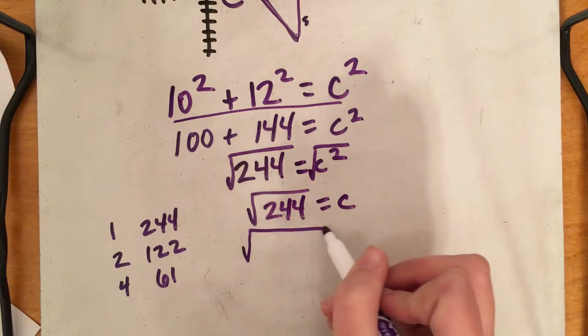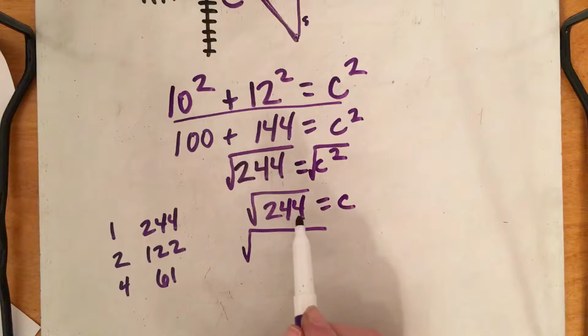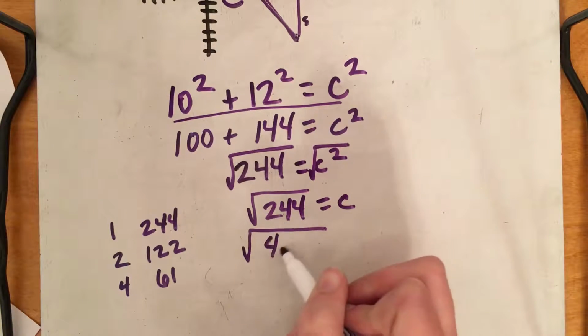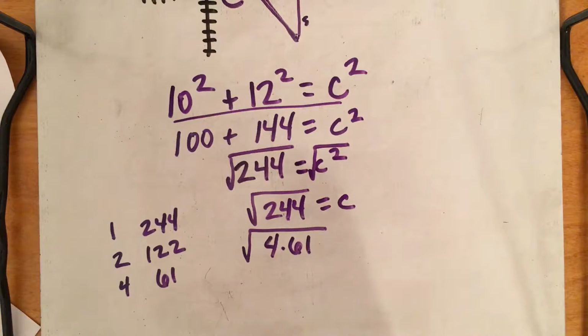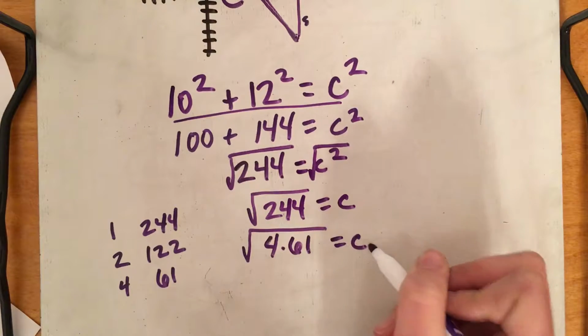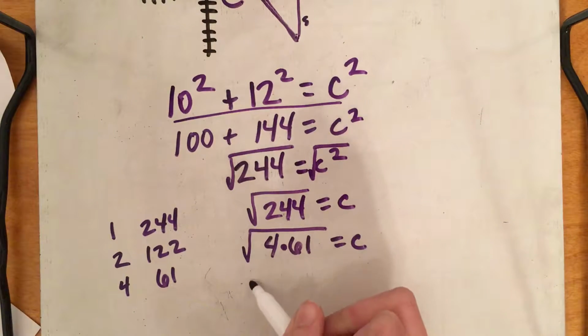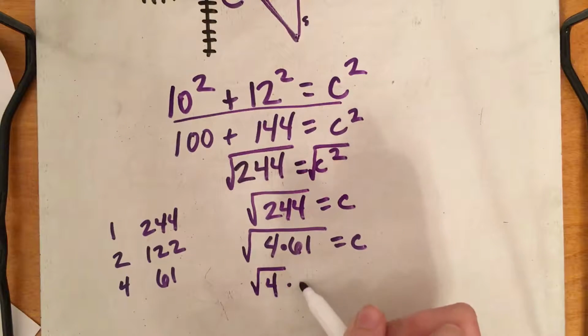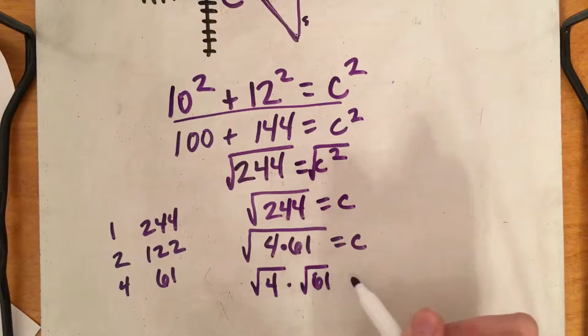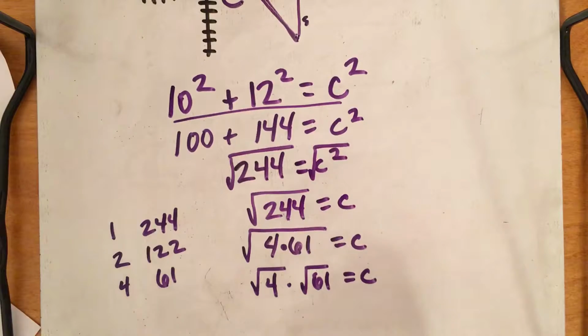So underneath the square root sign, I can say instead of 244, it's the same as 4 times 61, because that still gets you 244. All right. Now what we're allowed to do is we're allowed to split up each of these square root signs. So it's really the square root of 4 and the square root of 61. That's how radical signs work.